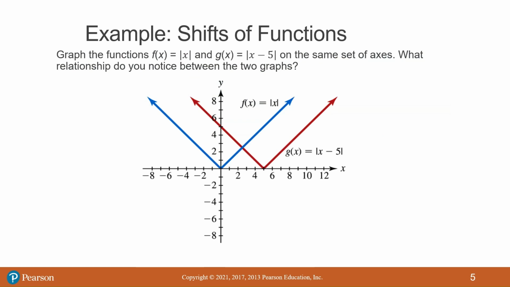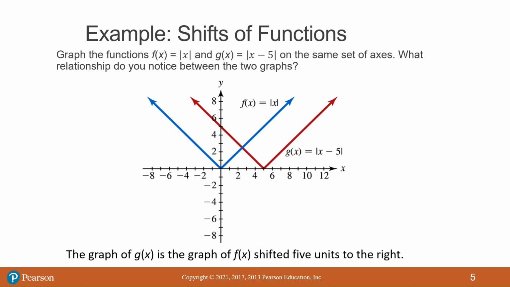So if I graph the functions f of x equals the absolute value of x and g of x equals the absolute value of x minus 5, all on the inside, on the same set of axes, what relationship do you notice between the two graphs? Well, we can see here that the blue graph is the original graph and the red graph is the shifted graph. And we can notice here, if we count it, 1, 2, 3, 4, 5, that the red graph is shifted 5 units to the right. Now, there's a minus 5 on the inside of the g of x here as compared to the f of x. So evidently a minus 5 causes it to shift to the right. So the graph of g of x is the graph of f of x shifted 5 units to the right.